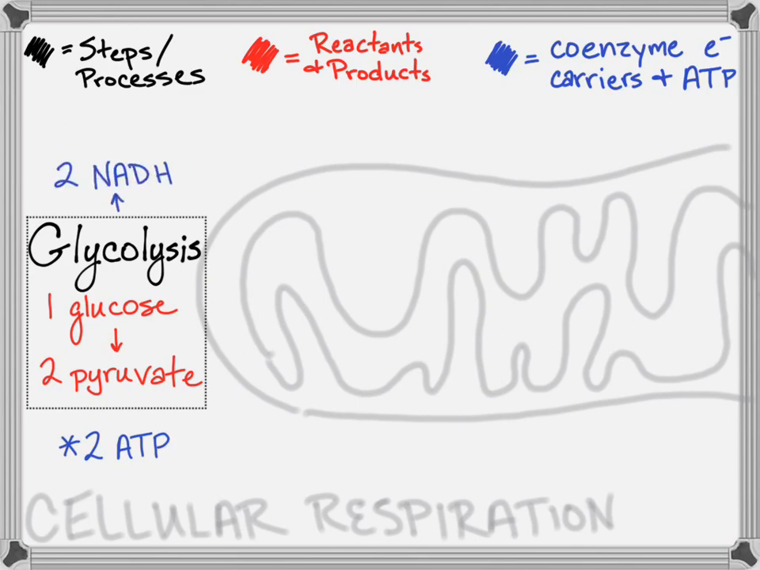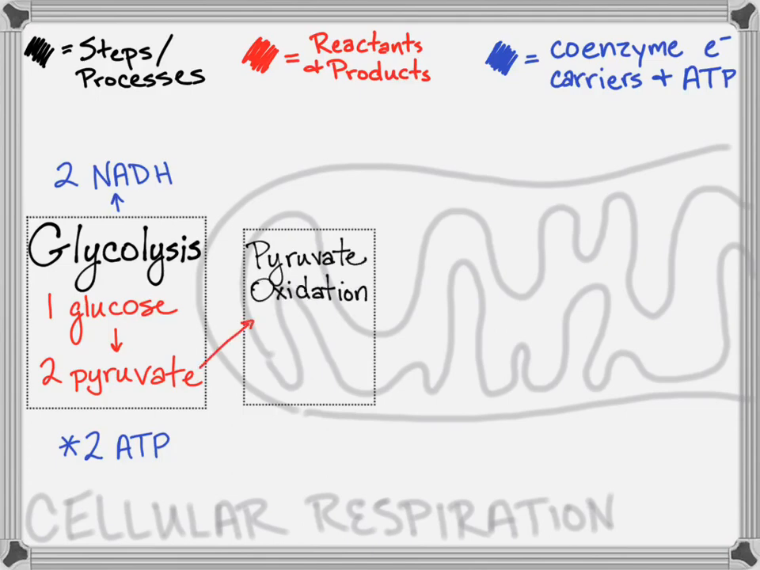The next step is to feed those pyruvate to pyruvate oxidation. So the 2 pyruvate get converted into 2 acetyl-CoAs and 2 CO2s. So each pyruvate was 3 carbons. Now an acetyl-CoA, that acetyl group is a 2-carbon with a CoA attached to it, a coenzyme A molecule. And so we're setting 2 carbons free in the form of carbon dioxide. This produces 2 NADH, 1 per pyruvate.